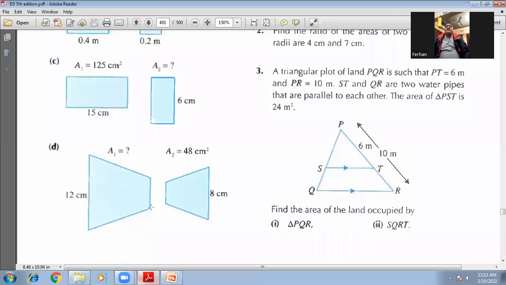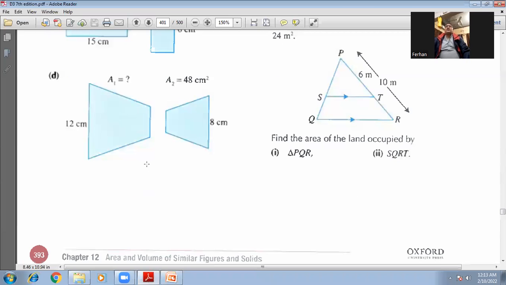Okay, so we will move to the next question. The next question is question number 1, D part. The two figures are given. They are similar to each other, and area 1 is the question. The side is 12 centimeter. Area 2 is 48 centimeter square, and its side is 8 centimeter.